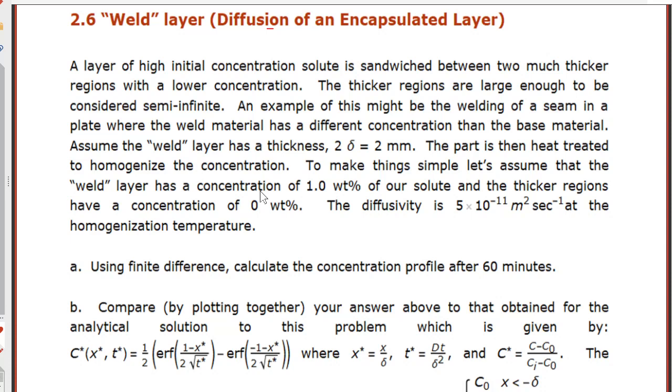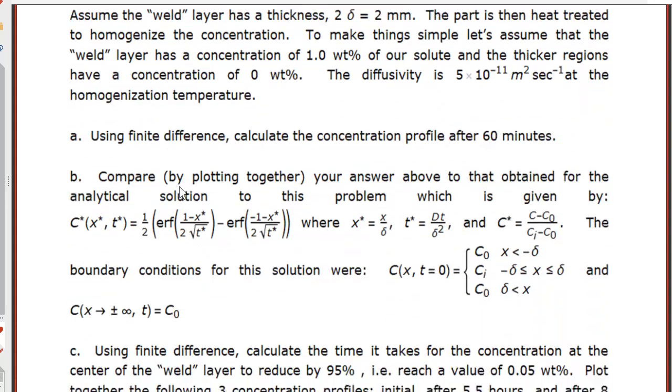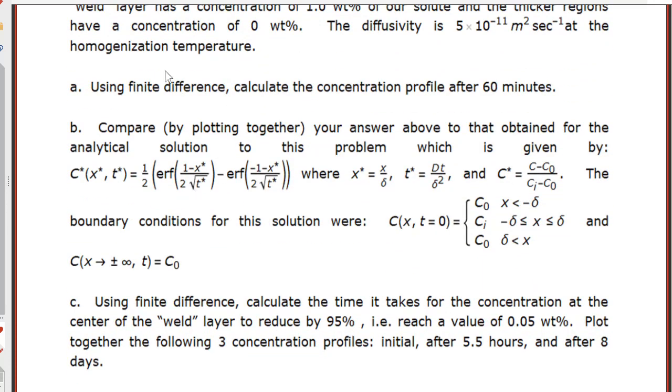This is sometimes referred to as an encapsulated layer problem, where we have a layer sandwiched between two other materials. A more advanced type of problem would allow the diffusivity to perhaps be different in the encapsulated layer versus the outside material. In this one, again, the diffusivity is the same everywhere. This kind of problem can be solved analytically, and this is the solution. You can plot this one in your homework and compare it to what we're going to do here in the finite difference case.